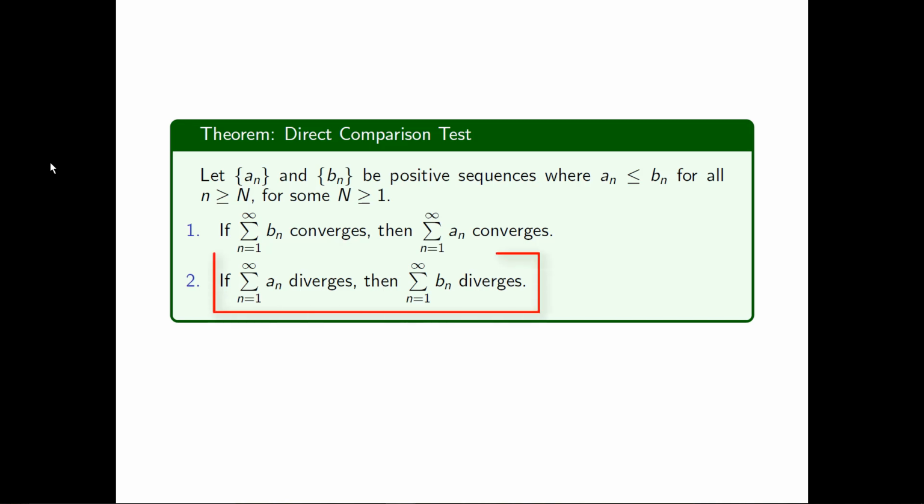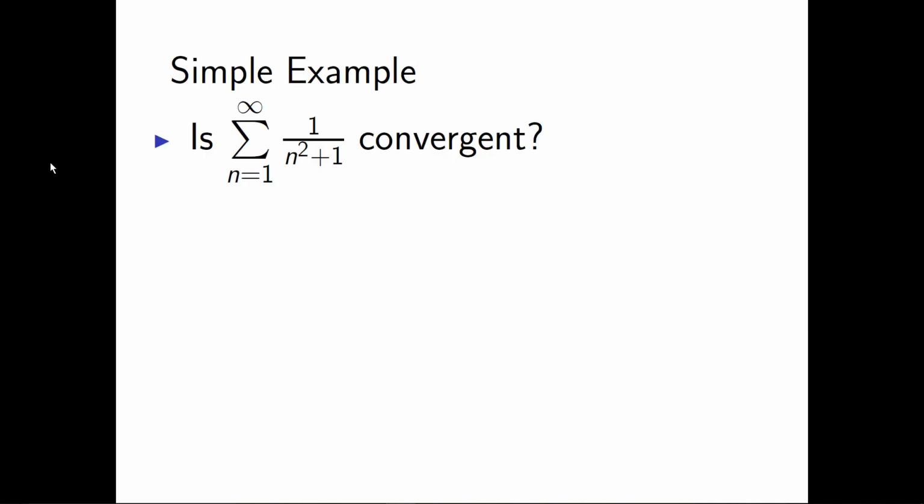And what part 2 here says is that if the an diverges, in other words, if the smaller one diverges, then the bn's, the larger ones, must also diverge. So we're looking for less than something that converges would converge, and greater than something that diverges would diverge. Okay, and let's take an example to see.